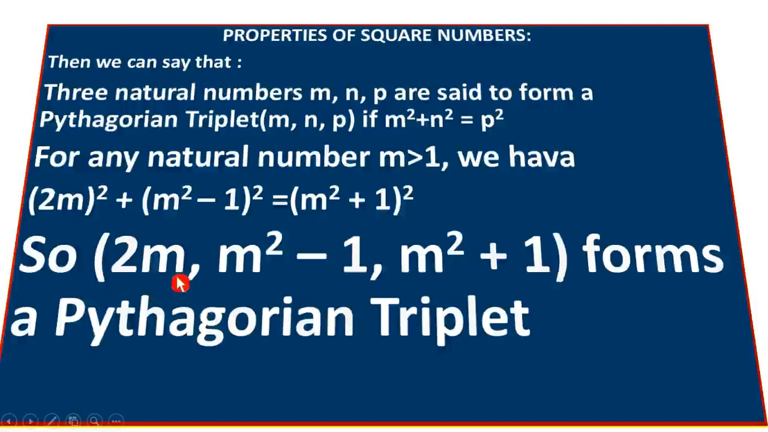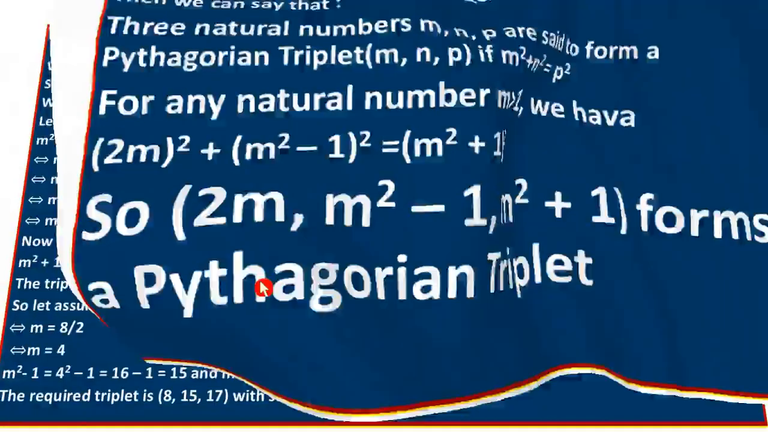Children, write down in your copy 10 times and remember that the Pythagorean triplet is 2m, m square minus 1 and m square plus 1. Write this down 10 times in your copy and remember this part. I have given an example here so that you can understand it better. Look at here.